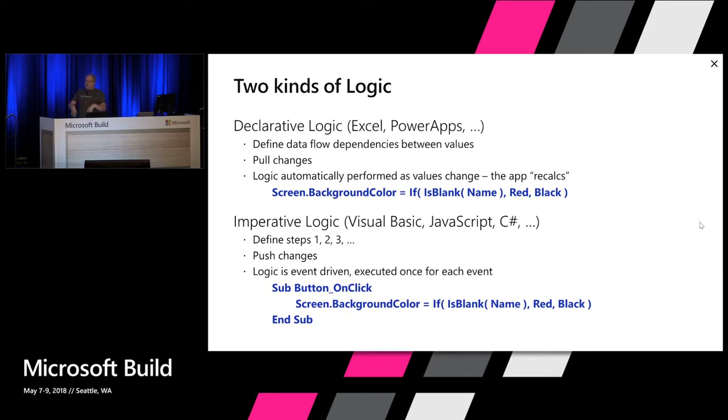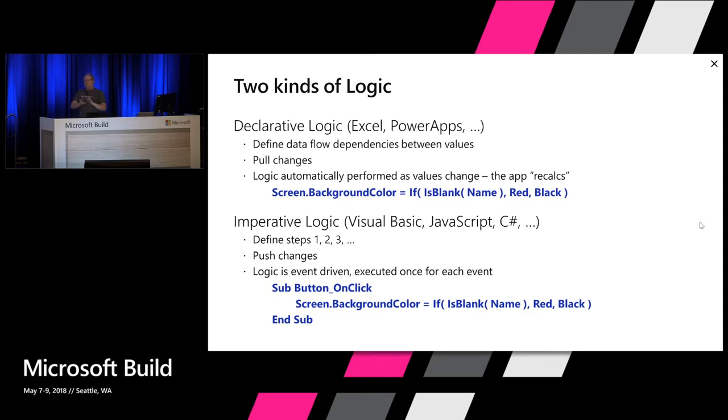It's imperative. Do this thing. Do it right now, and do it in this order. And it's about pushing information. In Visual Basic, it was all about setting properties. I hit this button, okay, now change these properties and do this work. That's imperative logic. Power Apps has both of these.